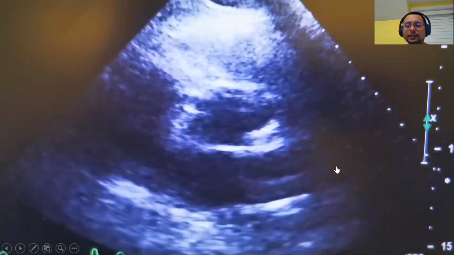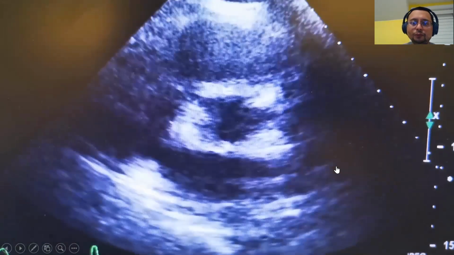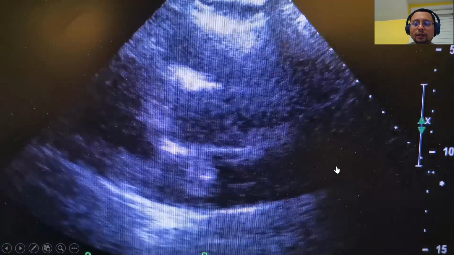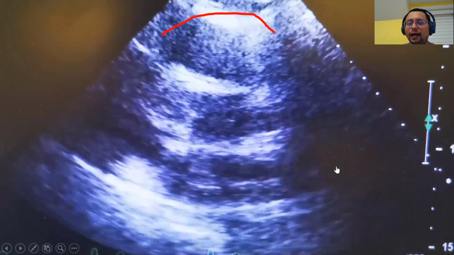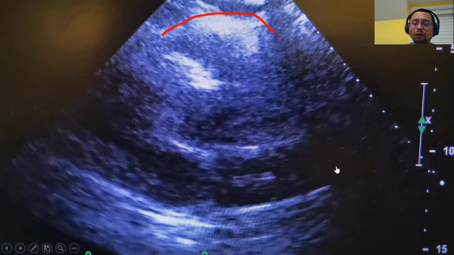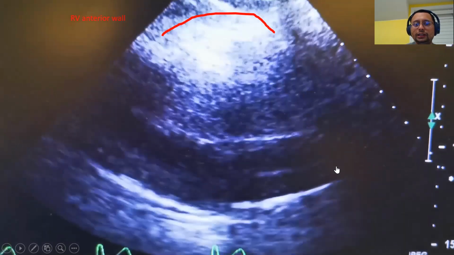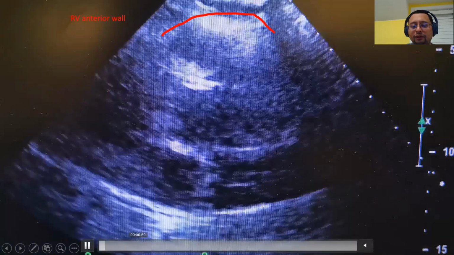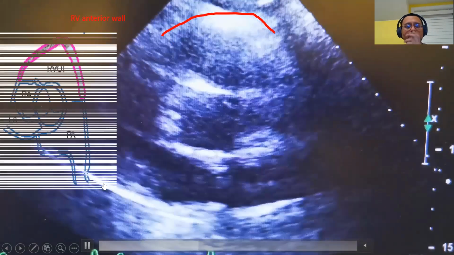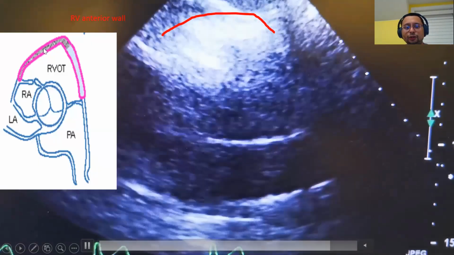Okay, so this is our last image. This is a short axis AOPA view. Again, it is not so clear. However, if I highlight that, that is the anterior wall of the right ventricle. You can see that it's contracting vigorously. So this is the RV anterior wall that is contracting vigorously. That is the place that I showed you just now.